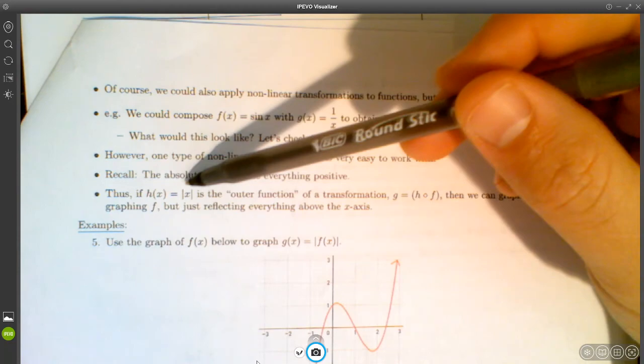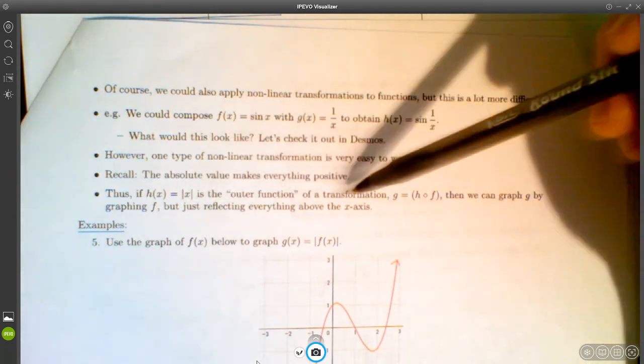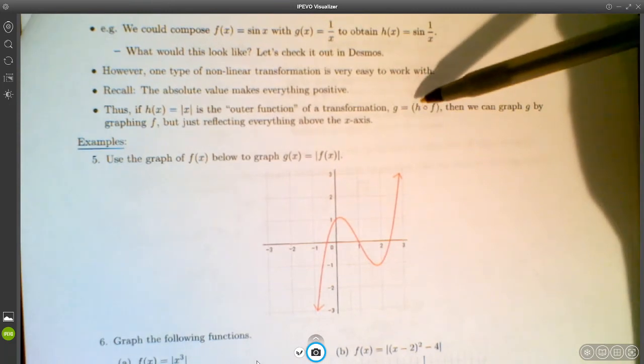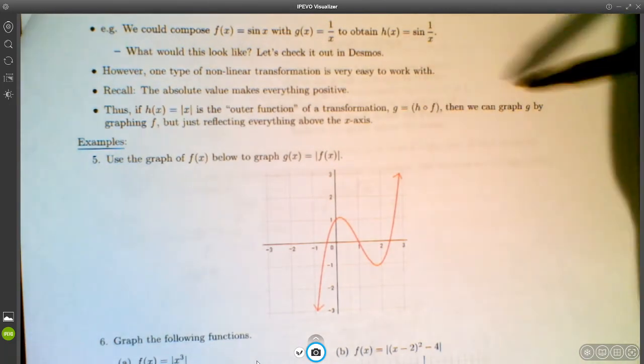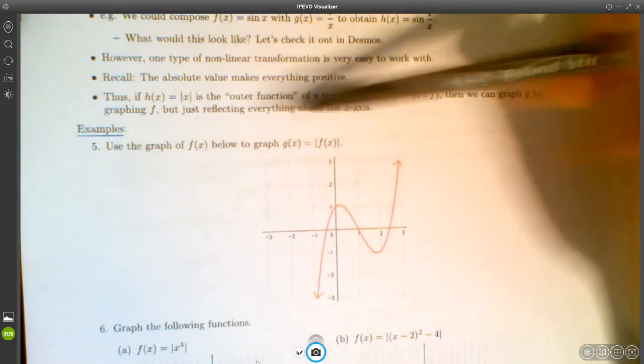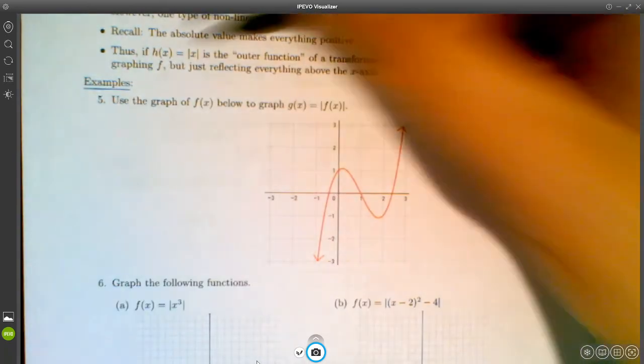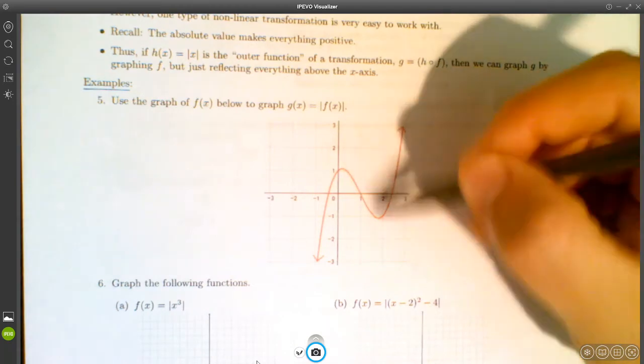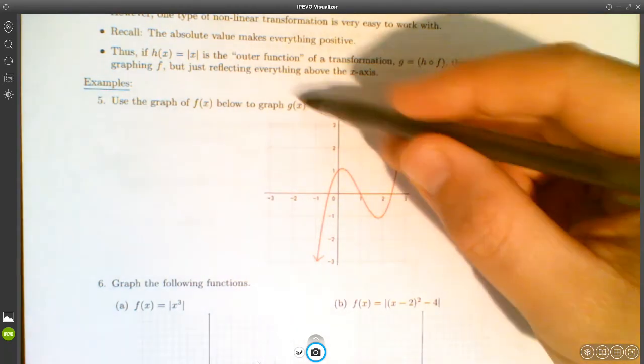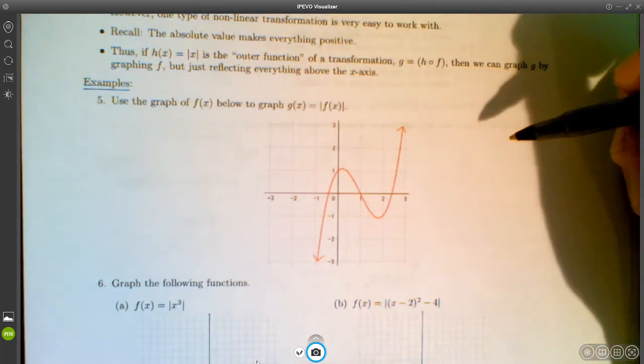If h of x equals absolute value of x is the outer function of a transformation, then we can graph g by just graphing f, but reflecting everything below the x-axis above it. Let me show you what I mean. So here we have the graph of f of x, and let's say that we wanted to graph g of x equals absolute value of f of x.